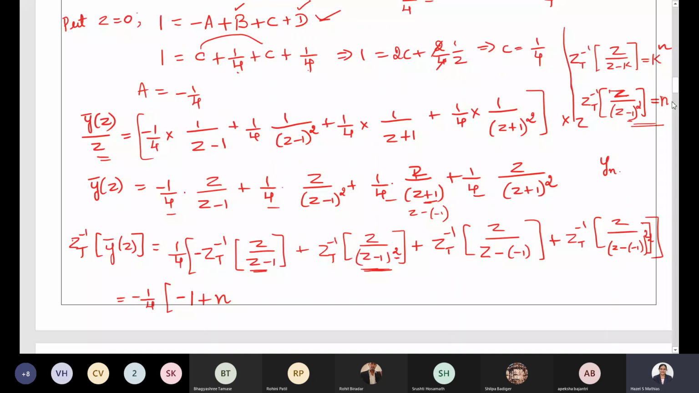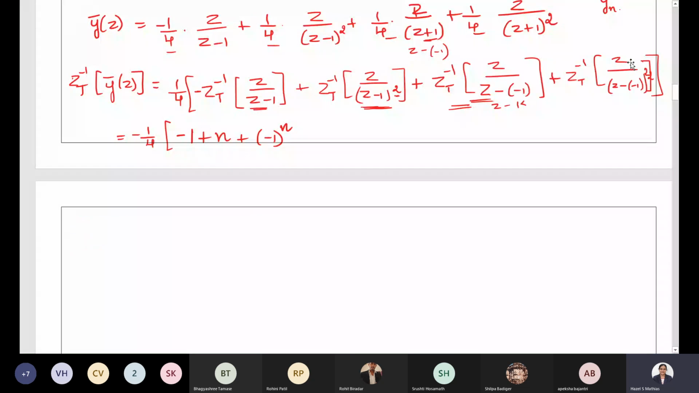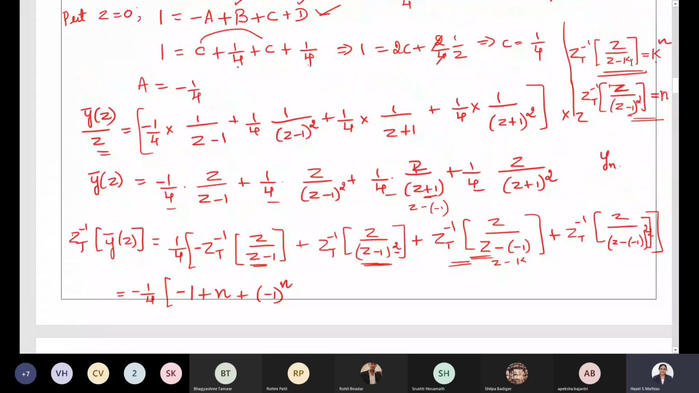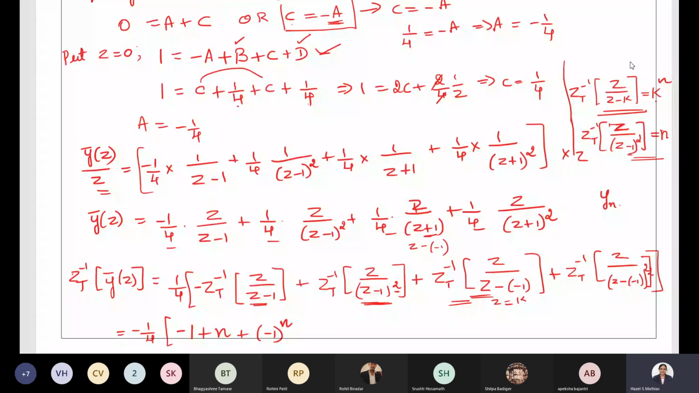Next, this one, third term. Inverse z transform of z by z minus k. In place of k we have minus 1. So this will be what? What is the inverse z transform of this? Ma'am, minus 1 power n. Minus 1 power n. See, always remember inverse z transform of z by z minus k is k power n. So here k is minus 1. That's why we have taken it as minus 1 power n.